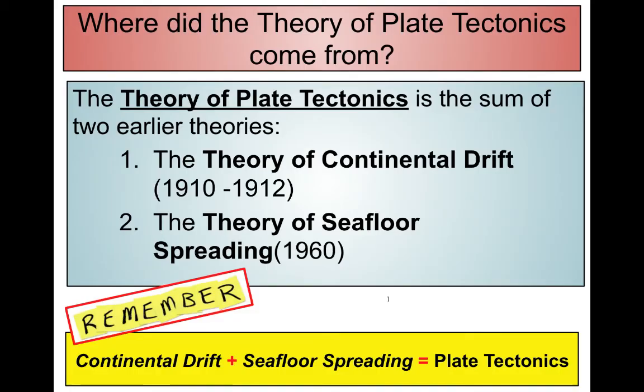It actually is the sum of two earlier theories, the theory of continental drift, which was created between the years 1910 and 1912, and the theory of seafloor spreading, which was actually created in 1960. Now, the theory of continental drift really just talks about the continents. The theory of seafloor spreading talks about the seafloor with the continents. Now, plate tectonics is the sum of those two theories, continental drift plus seafloor spreading. So continental drift plus seafloor spreading actually equals plate tectonics.